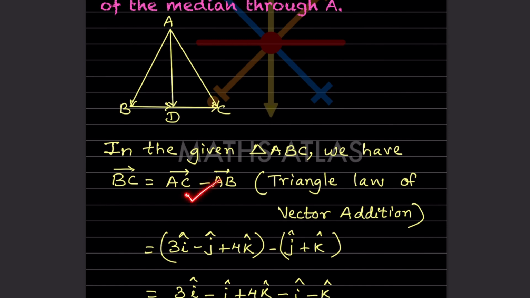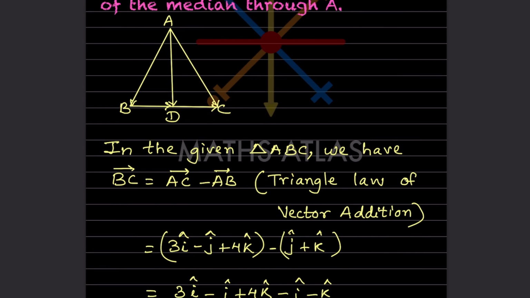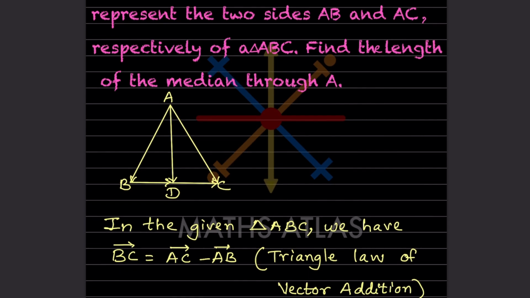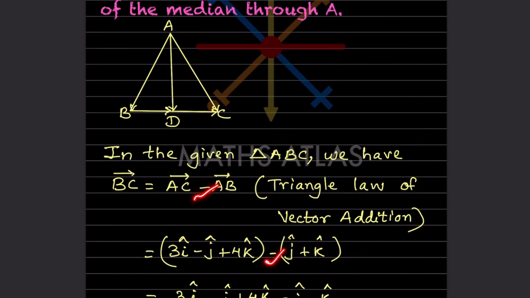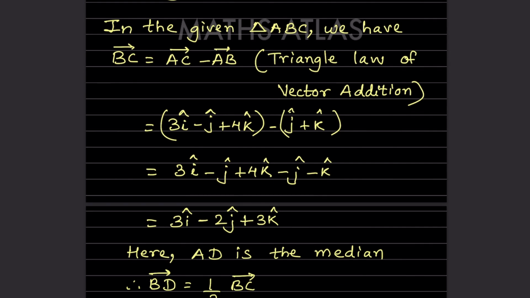So now we have AC. AC is given here. When they said these represent the two sides AB and AC, this will be AB and this is going to be AC. Hope this is clear. So now AC we put here, minus AB. AB is this one, j plus k. Now let us remove the brackets. This as it is, minus j minus k.